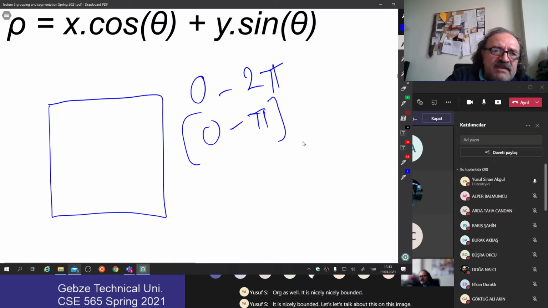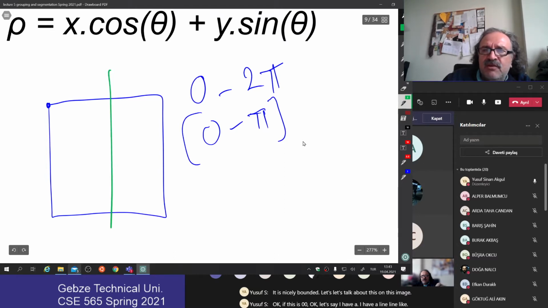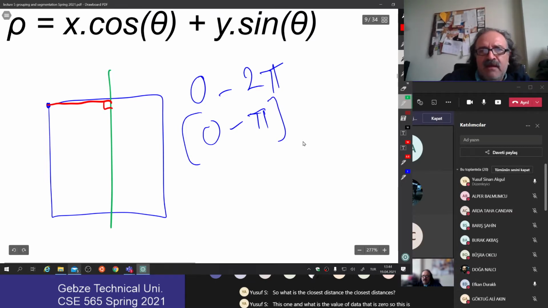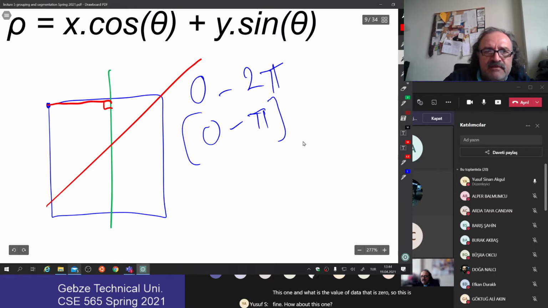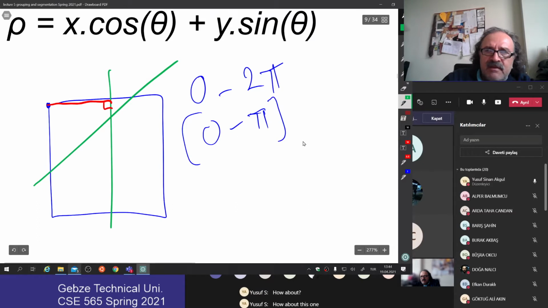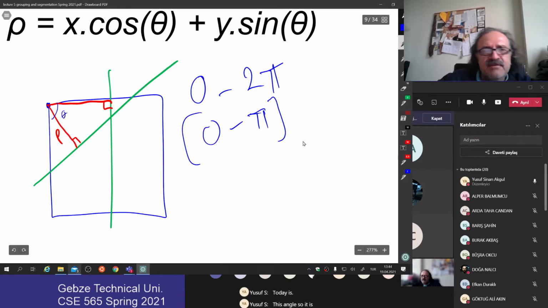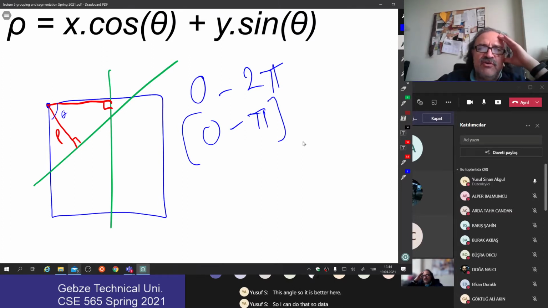If this is 0, 0, let's say I have a line like this. What is the closest distance? The closest distance is this one. And what is the value of theta? Theta is 0, so this is fine. How about this one? What is the closest point? It is here. So rho is this, and theta is this angle. So I can do that. Theta can change from 0 to pi, no problem.